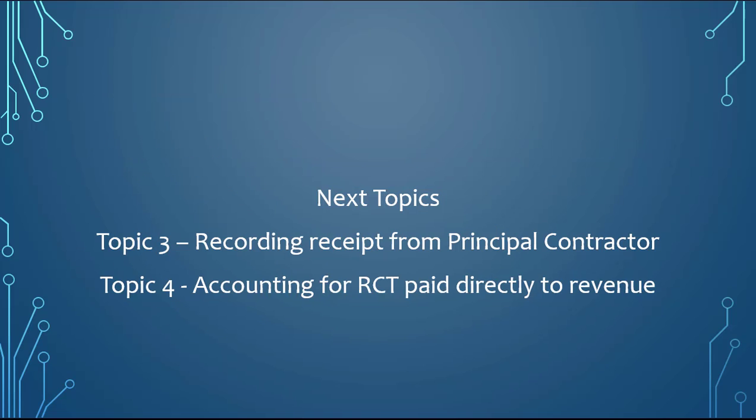The next two topics we're going to look at in one recording, because the first one, topic 3, is very short. We're going to look at how we record the receipt from the principal contractor, and then we're going to look at how RCT is accounted for when it is paid directly to revenue. And we'll do that in our next presentation.